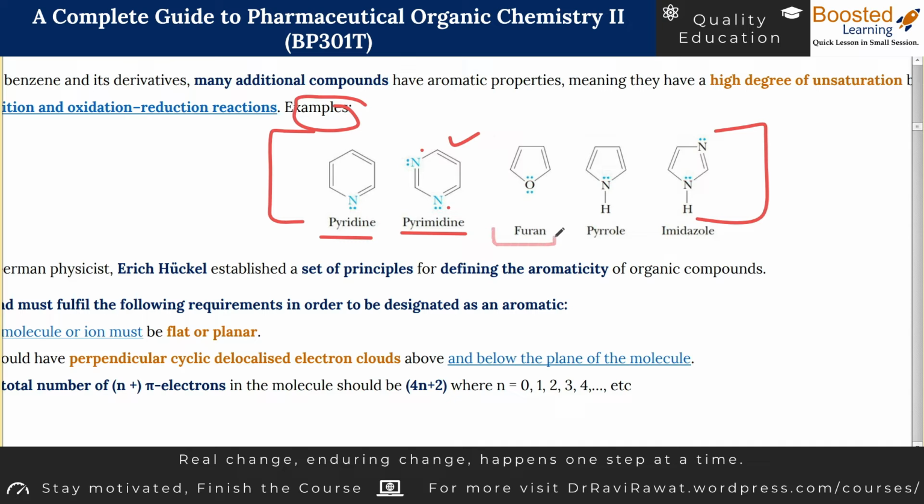When there is a 5-membered ring with one carbon replaced with oxygen, then this is called furan. When there is a 5-membered ring with one carbon replaced with nitrogen, this is called pyrrole. And when there is a 5-membered ring with two carbons replaced with nitrogen, this is called imidazole, and there is a 1,3 relationship between the atoms.